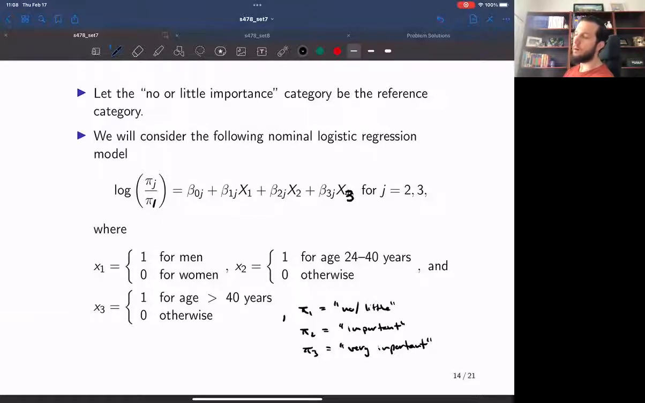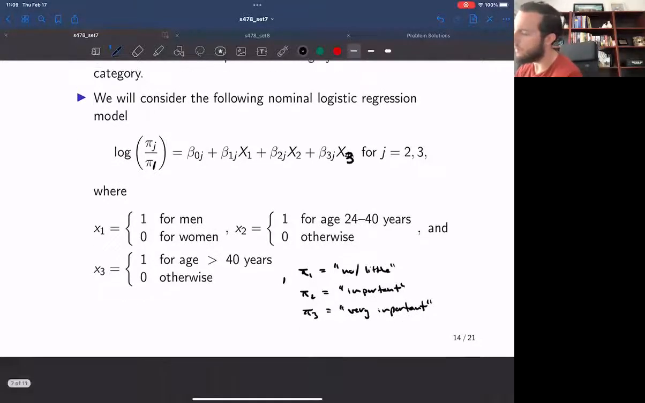And then x2 and x3 are age indicators. So we're using 2 indicators for 3 different levels. We could set the model up using a 3-way indicator as well. That's perfectly valid too. In this particular situation, we're using 2 different indicators. And for both indicators, we are setting the reference level to be the youngest age group, which I think is a logical decision. So when x2 and x3 are 0, that indicates the youngest age group, which is 18 to 23. And then x2 equal to 1 will represent the 24 to 40 age group. And x3 equal to 1 would represent greater than 40.